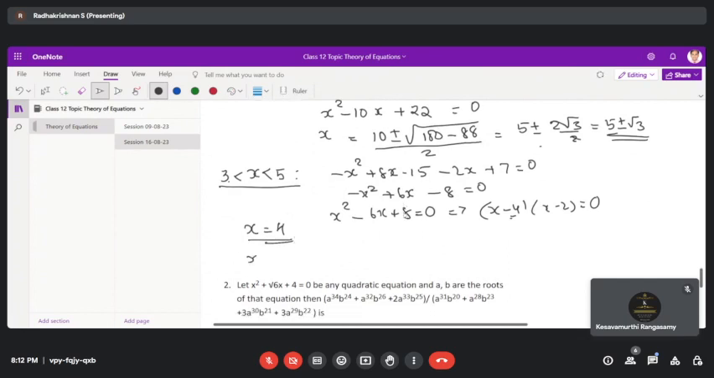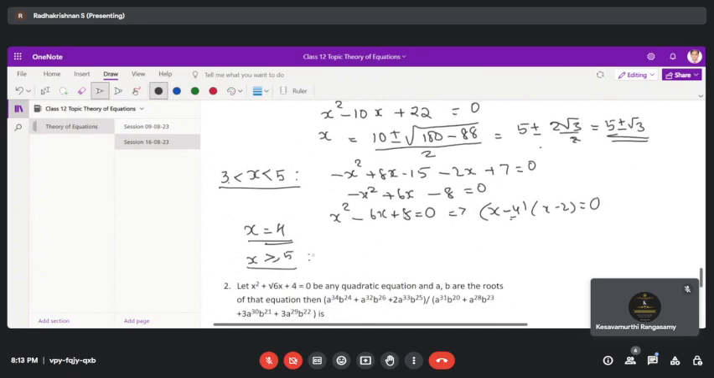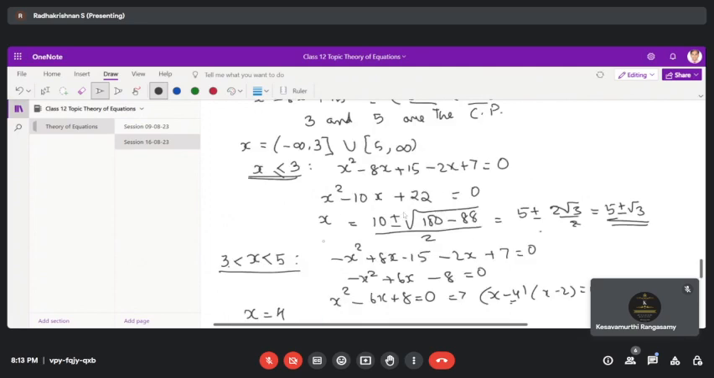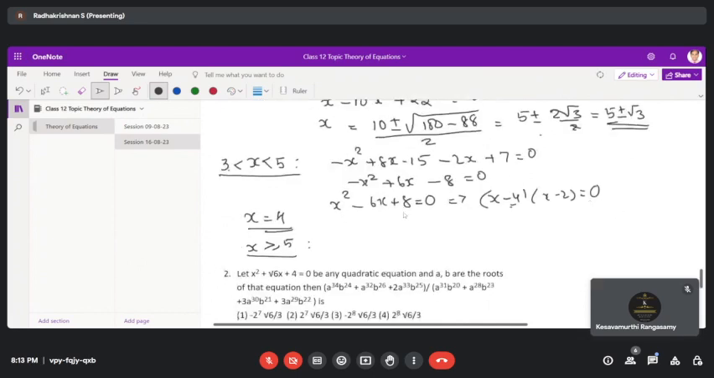Similarly, when x is greater than or equal to 5, again the first equation is valid, because both will be positive. Therefore, this expression we keep it as it is. So that means these solutions are possible: 5 plus or minus root 3. And here again, only 5 plus root 3 is more than 5. 5 minus root 3 is less than 5. Therefore, 5 plus root 3 is a solution. So we get two solutions: x equal to 4, x equal to 5 plus root 3.